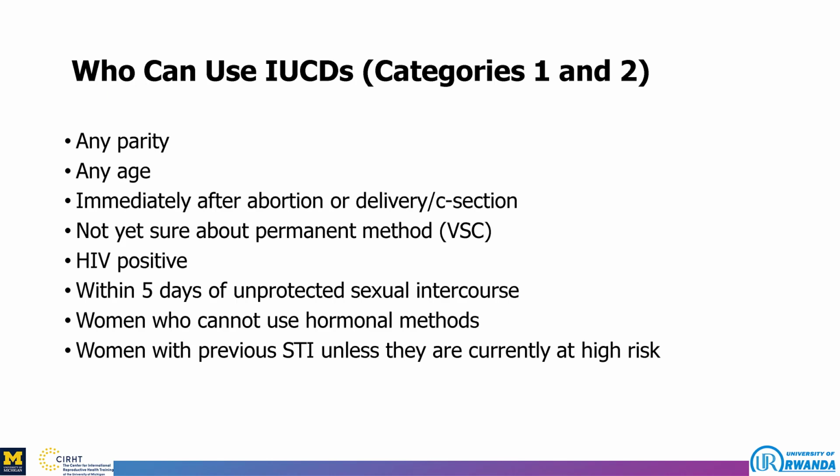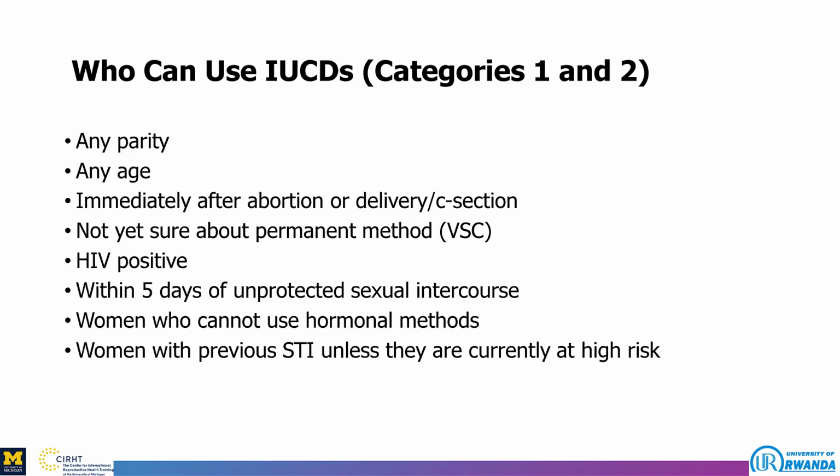Now let's go quickly and look at who can use IUDs. In category 1 and 2, a woman of any parity, any age, immediately after abortion or delivery or after cesarean section, not yet sure, maybe a vasectomy if it was done but they are not sure. Yes. HIV positive patients. Within 5 days of unprotected sexual intercourse. This means that it can also be used as an emergency contraceptive.